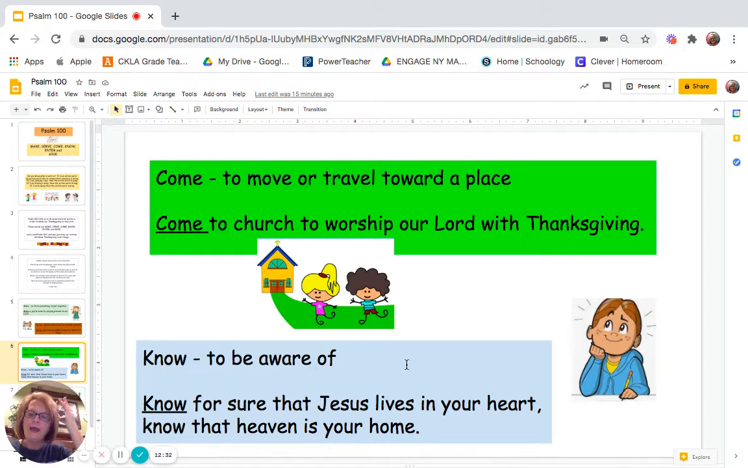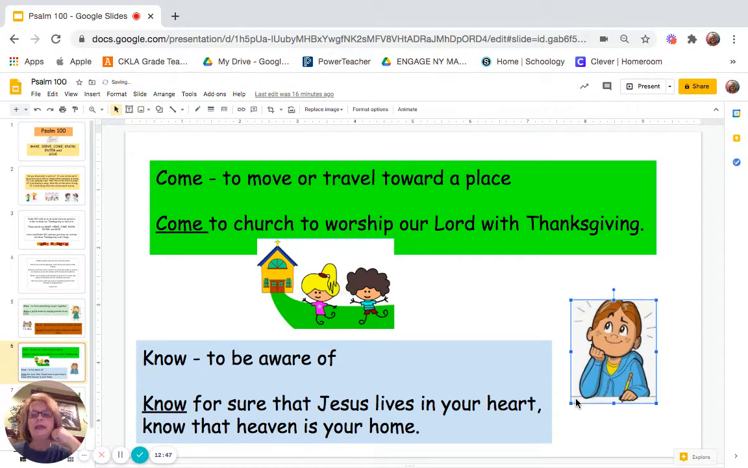When we know that fact in our brain, then we can know for sure that Jesus lives in our heart, and know for sure that heaven is going to be our home. When I look at this little boy in the picture, he's sitting there and it looks like he knows exactly what he needs to know. He knows that Jesus lives in his heart. He's got a smile on his face and he looks pretty content.